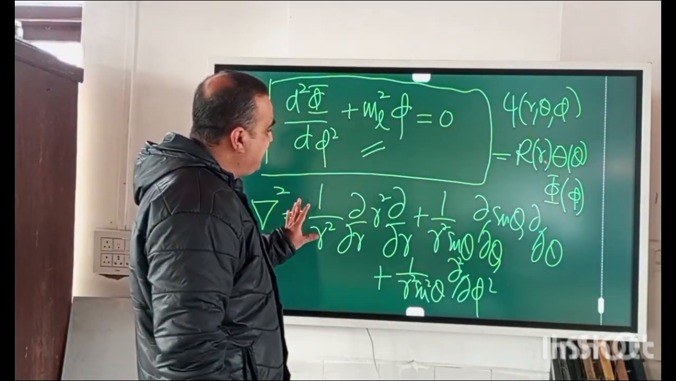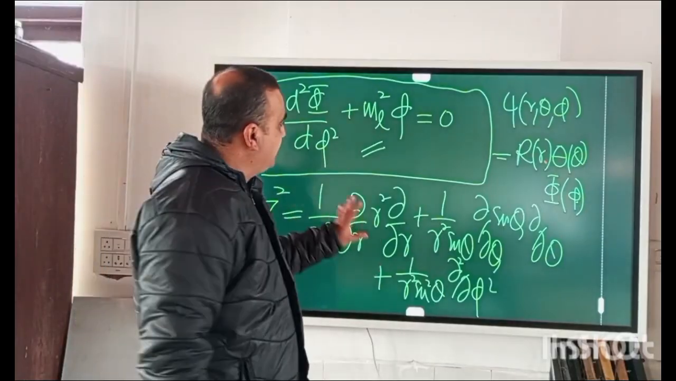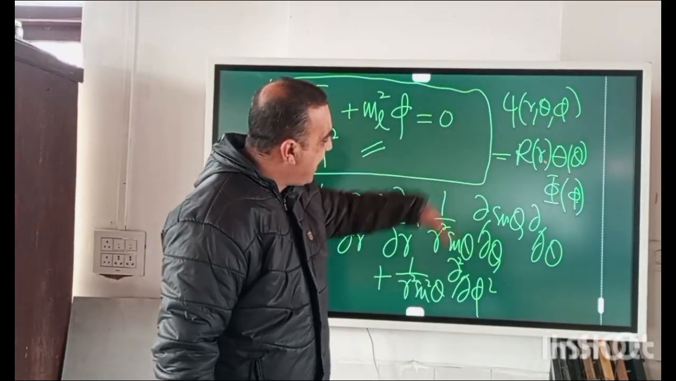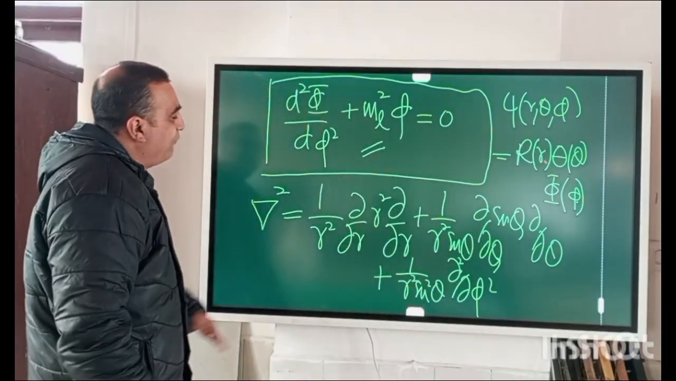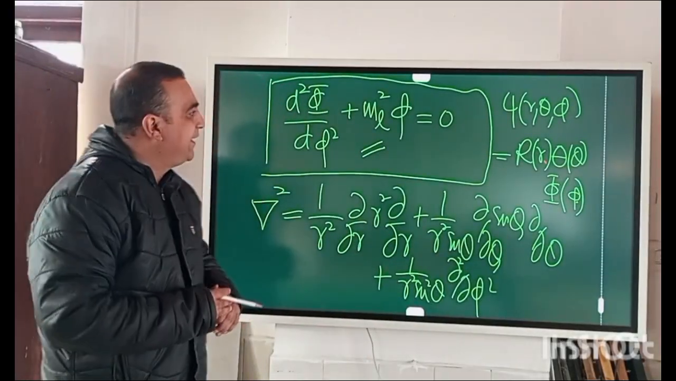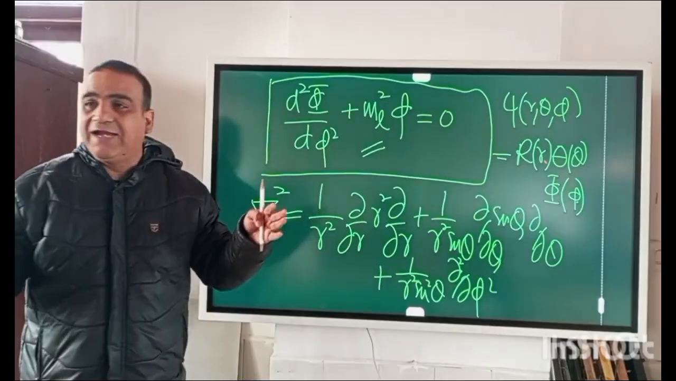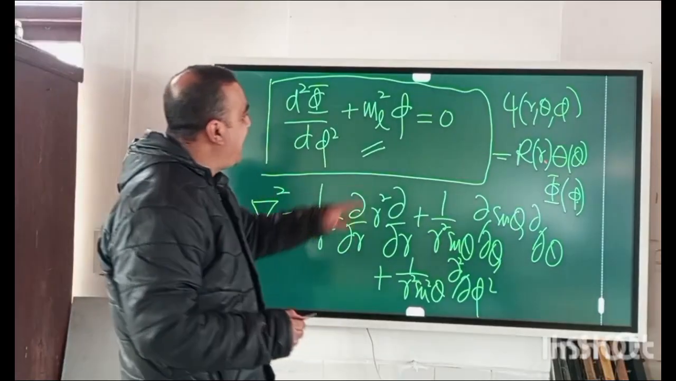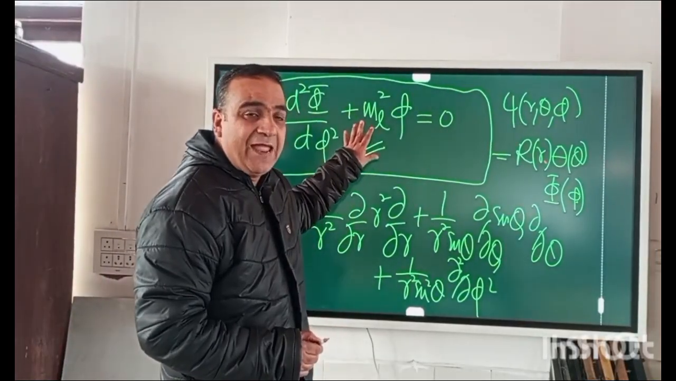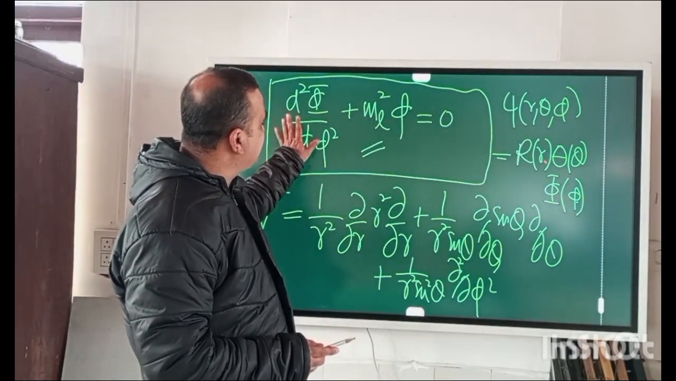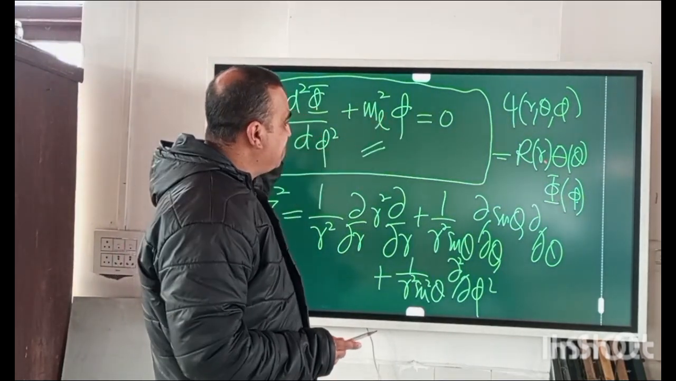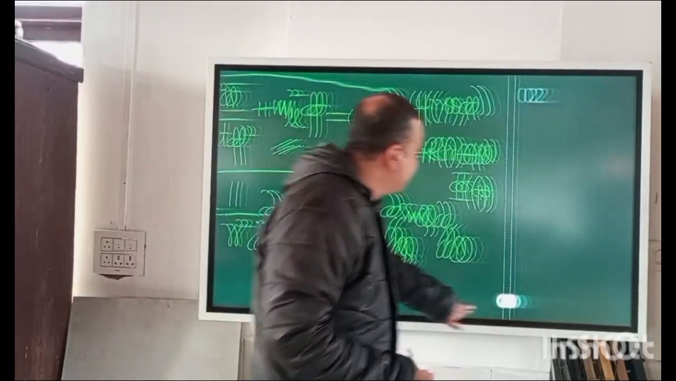So what we obtained when we took the derivatives of psi with respect to r, with respect to theta, and with respect to phi, we came up with an equation, and in that equation we had three unknowns, and what I did, I introduced a constant ml squared. So the right hand side was this, and from that we obtained this equation, and we had the left hand side.